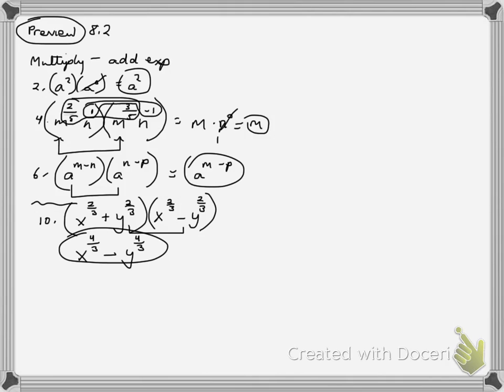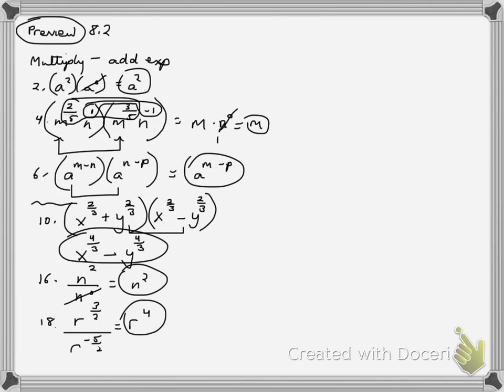To divide and express without denominators, let's go ahead and do a couple. Recall, n to the 0 is simply 1, so this will be n squared. On the next one, we're going to subtract when we're dividing. So we're saying r to the 3/2 minus a negative. So 3/2 plus 5/2 is 8/2, or 4. Just like that. Just think your rules through very carefully.